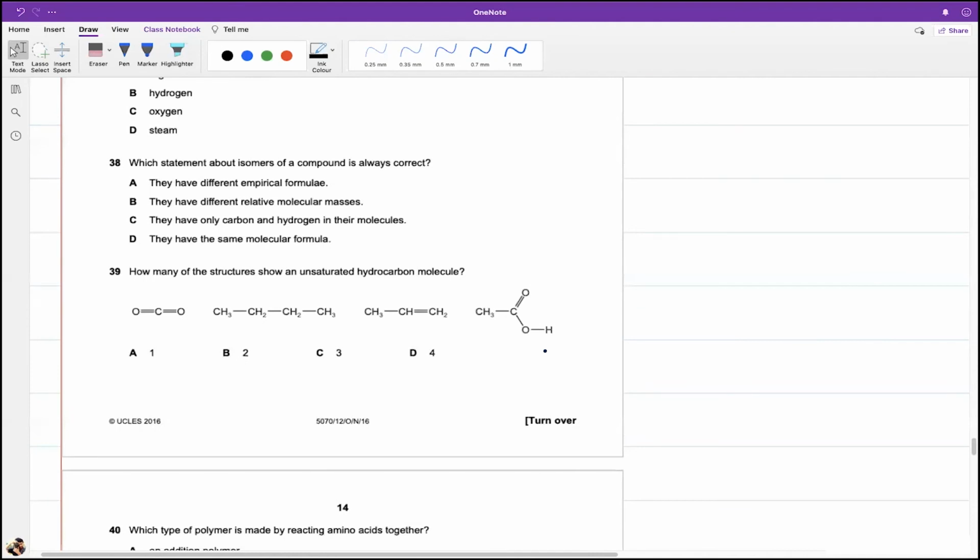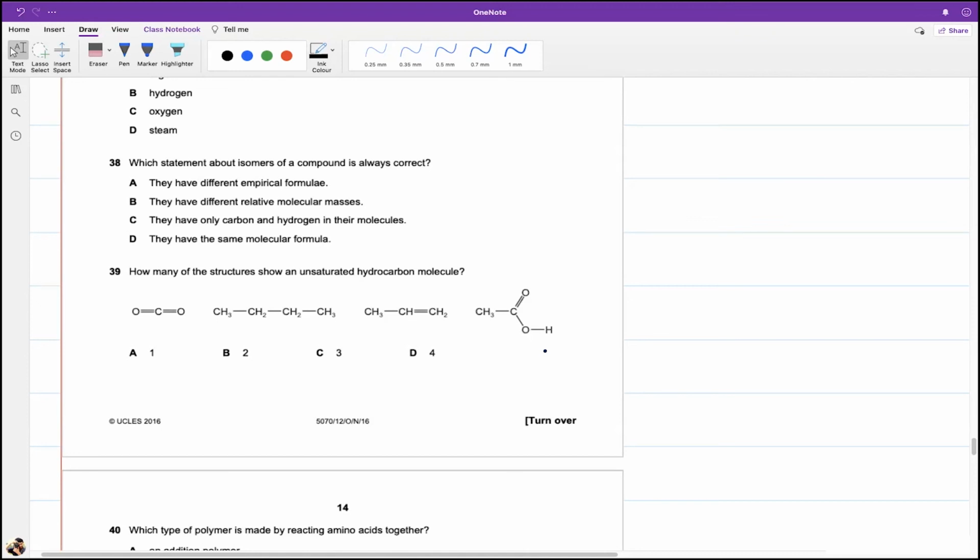Which statement about isomers of a compound is always correct? क्या होते हैं isomers? They are same molecular formula, different structure. That's what isomers are. So ये कह रहे हैं कि they have different empirical formula. जब molecular formula same है तो empirical formula भी same है. So this is wrong. They have different MR, वो भी गलत है. The formula same है तो same ही होगा. They have only carbon and hydrogen in their molecules. No, most organic compounds have isomers. They have the same molecular formula. Yeah, that is true.